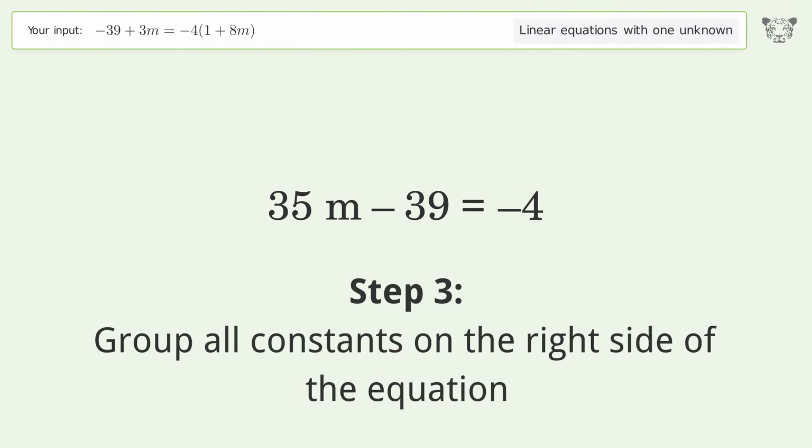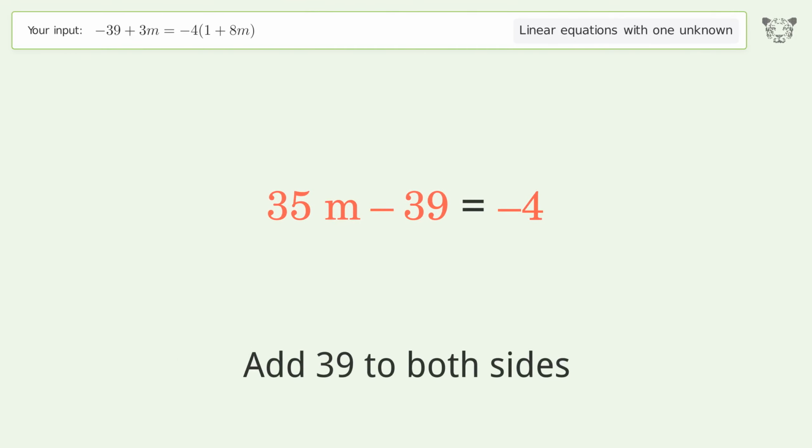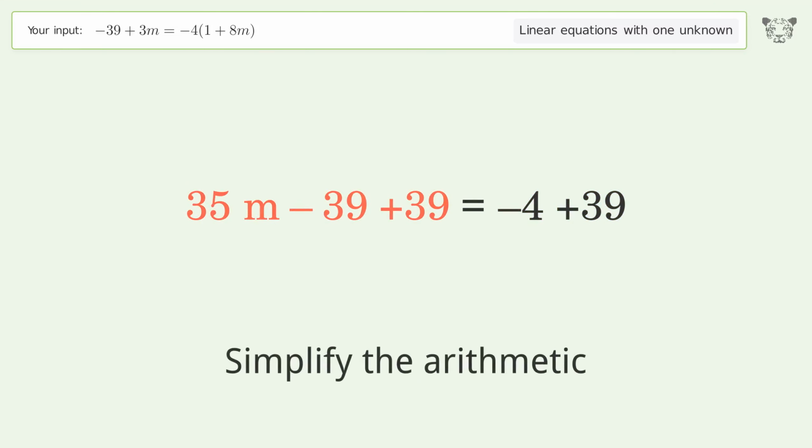Group all constants on the right side of the equation. Add 39 to both sides. Simplify the arithmetic.